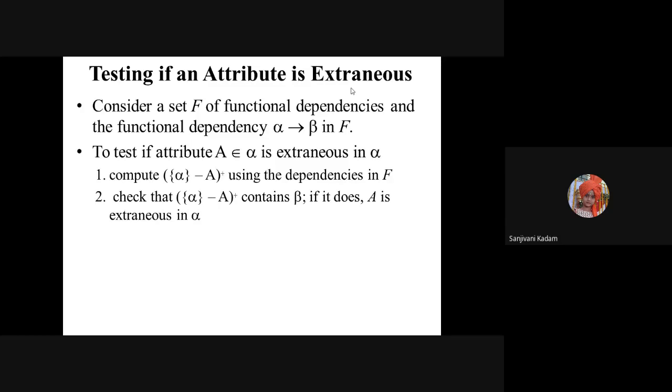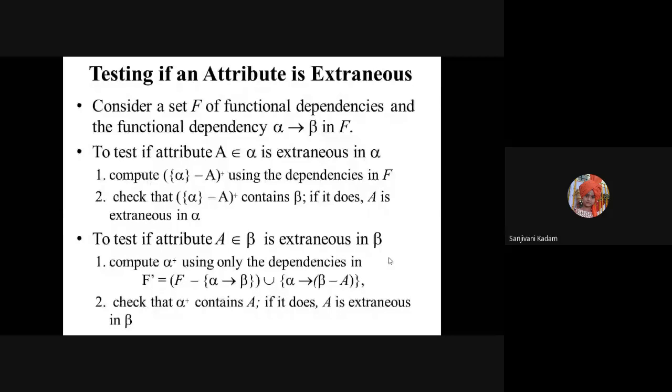It means the same set exactly as the previous attribute. If it does, then A is extraneous in alpha. So for this purpose, we can go for checking this. And here this is for the right hand side. Let us go for an example of this.